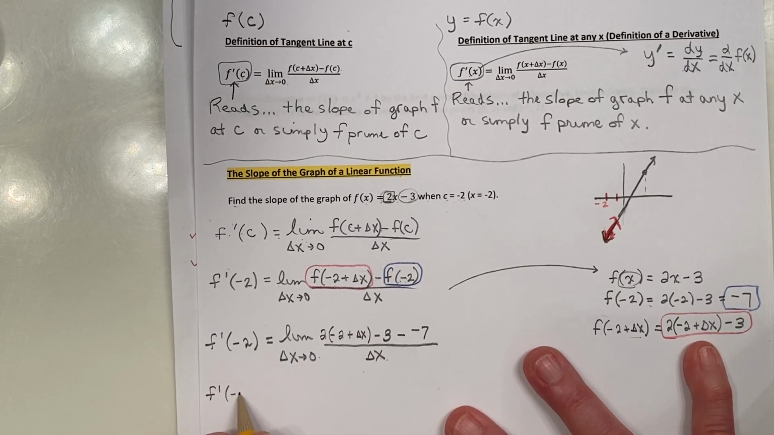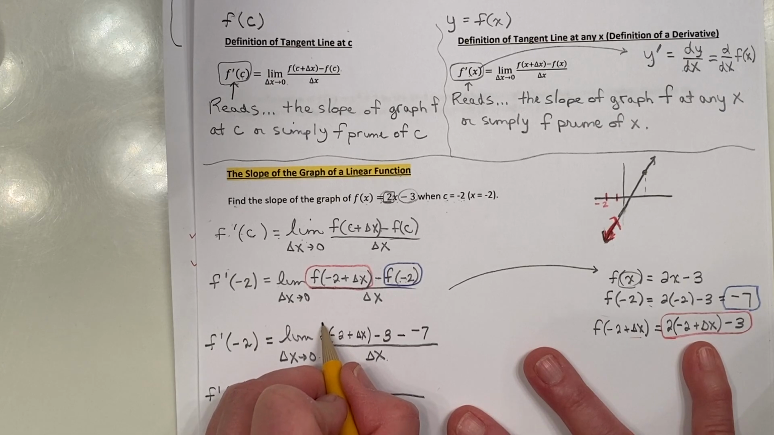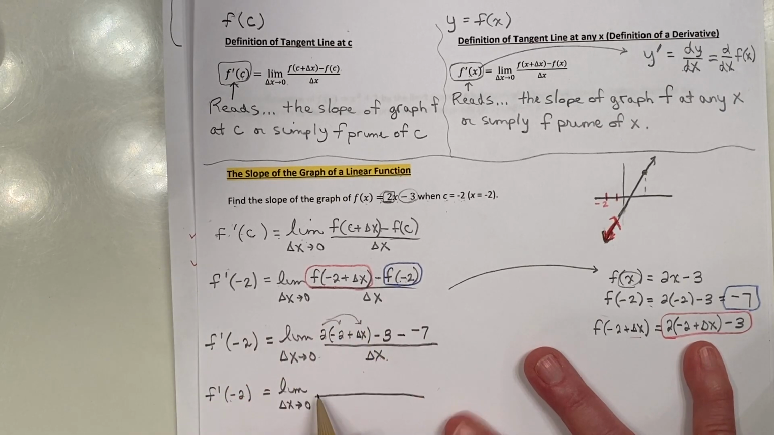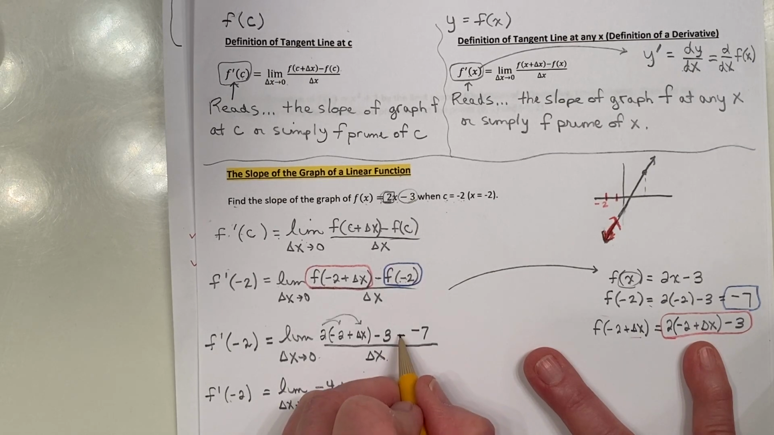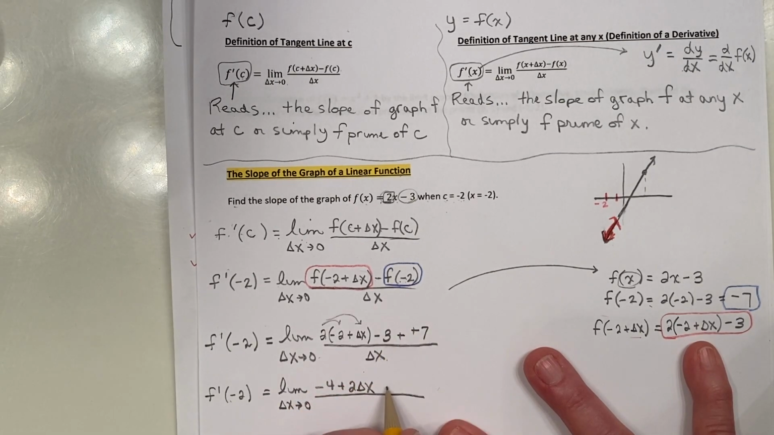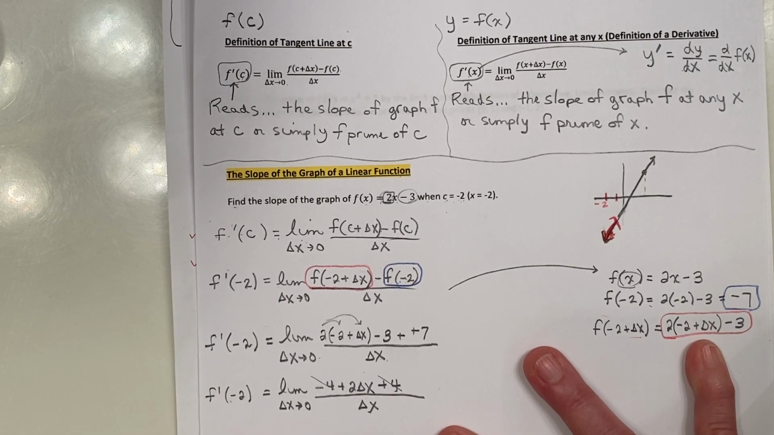So bring down f prime of -2. It should come down every time. We never lose it. We want it to be part of our answer at the end. Keep the limit statement. In the numerator, let's distribute the 2. So -4 plus 2 delta x plus minus 3 plus 4, all over delta x. Well, notice we can do some more cleanup, and what we end up with is 2 delta x over a delta x.